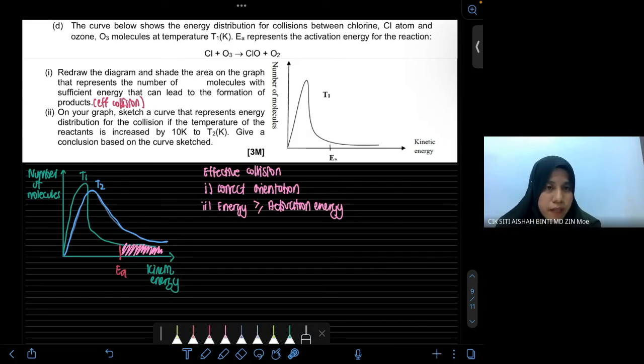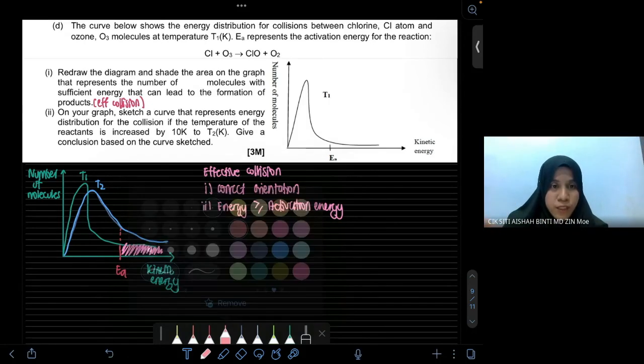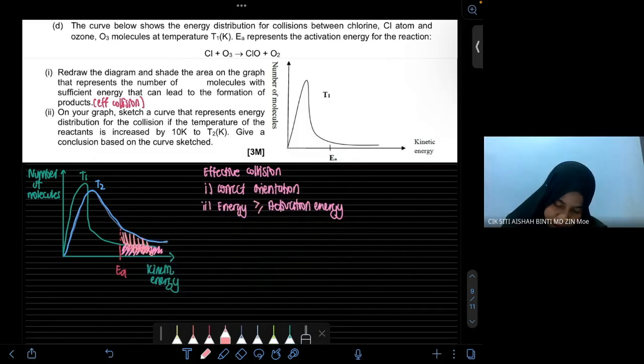Okay. Next, from here it says give a conclusion based on the curve sketched. So actually, when we look here and compare with the blue one, if Miss does it, for example, using the red colour, if I sketch my molecules which are greater than my activation energy, for example Miss sketches it here, we can see that the number of molecules is higher compared to when our temperature is low.